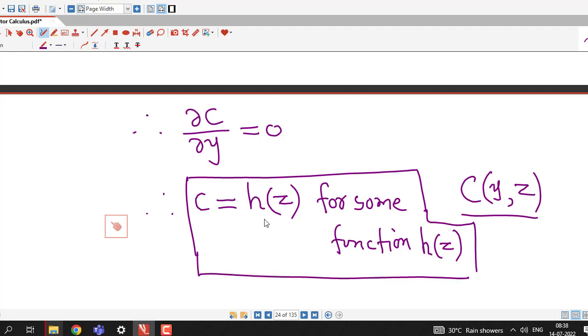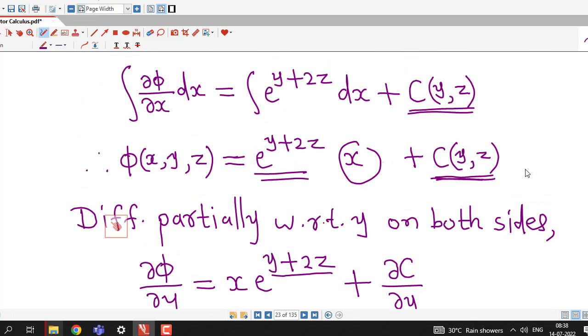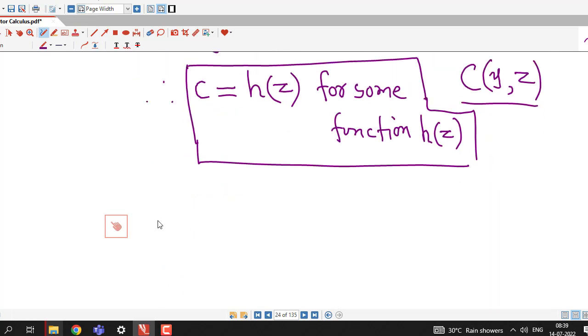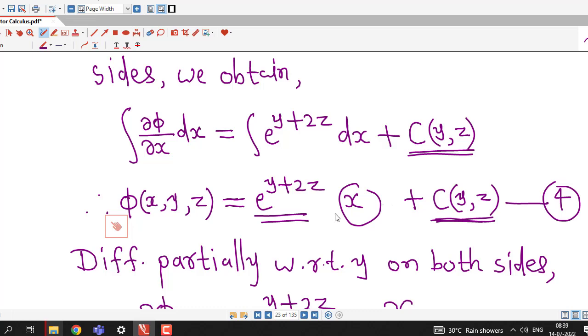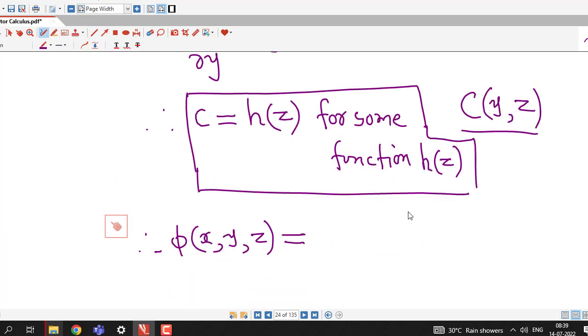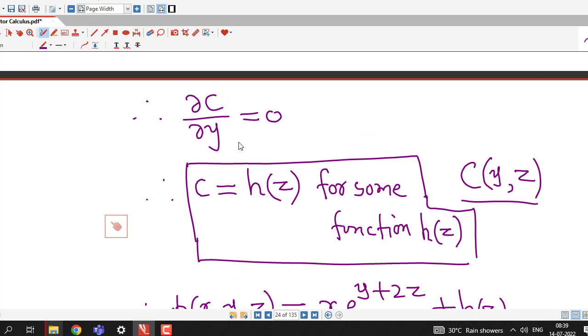So now we substitute this value of c in this phi. We can give this number 4. So therefore function phi becomes phi of x, y, z equal to x e raised to y plus 2z plus c of y, z. X e raised to y plus 2z plus value of c, which is now h of z, because derivative of c with respect to y is 0. That means c is constant with respect to y. So the remaining variable is z. So now c can be a function of z or constant.